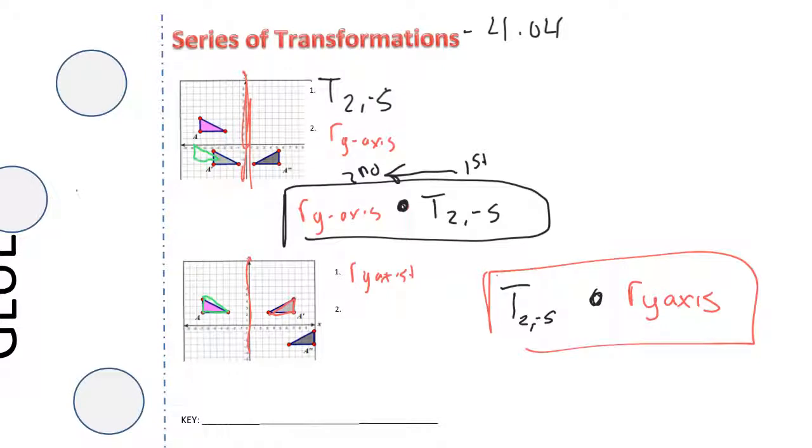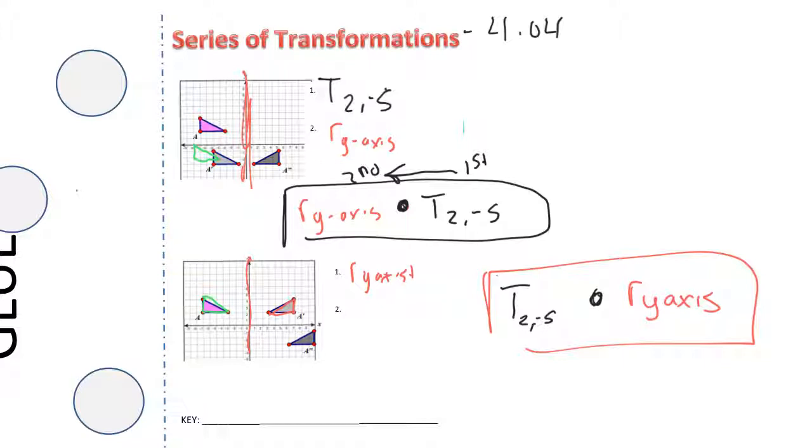And what I want you to notice is it's the same exact moves, right? This one and this one. I'm doing the same exact moves, but I'm doing a different order. And what do you notice about where they end up? Those are different spots. So the big thing you need to know here is the order matters. Just because I'm doing the same two moves, the order I do them determines where it ends up.